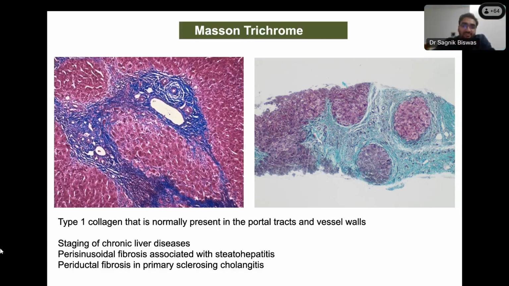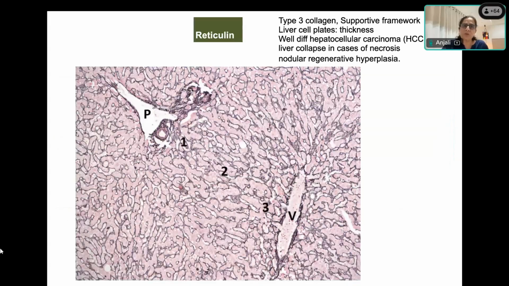Yes, after all, this is a three-dimensional structure. So maybe there are one or two portal areas where you may not see them, but you have to assess the portal areas overall. That is why adequacy of liver biopsy is important. At least 10 portal areas should be there in a liver biopsy. In those 10 portal areas, if you don't see all three structures in one portal area, that's okay, because this is a three-dimensional structure. Right. Thank you, ma'am. So now let us go to another special stain, that is reticulin stain.